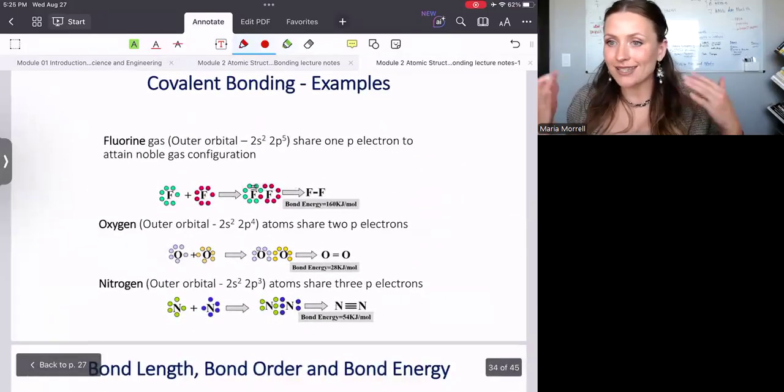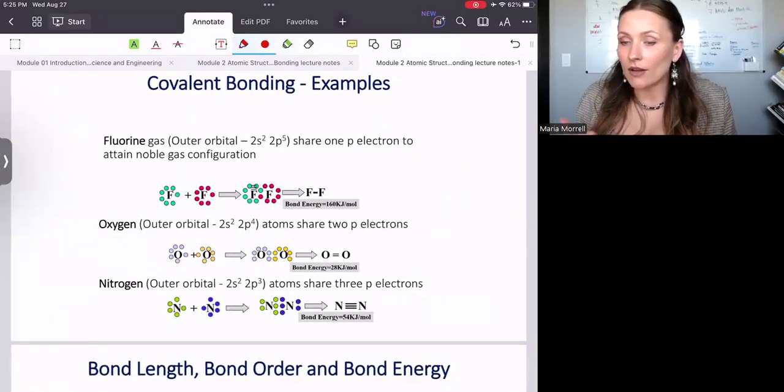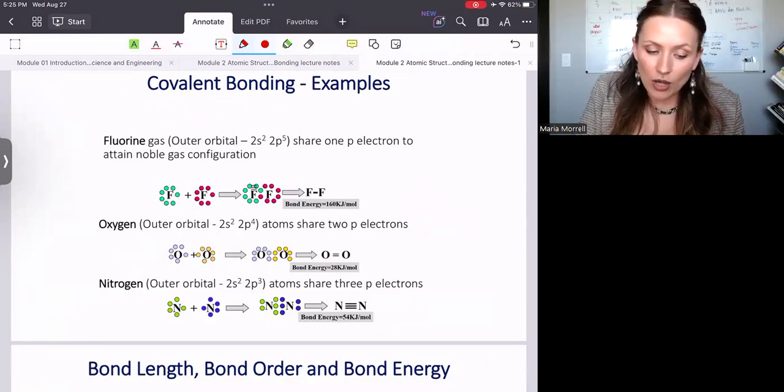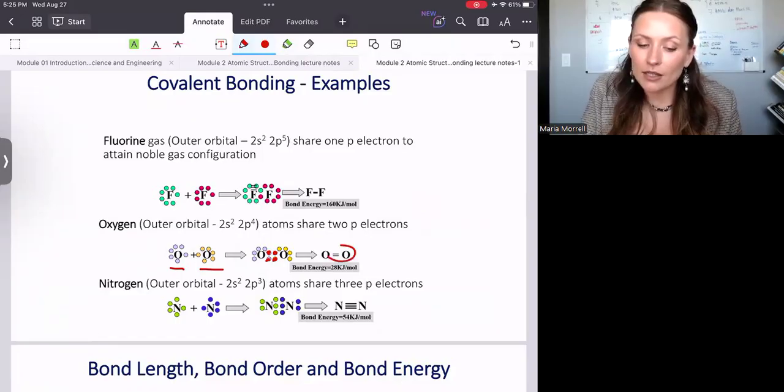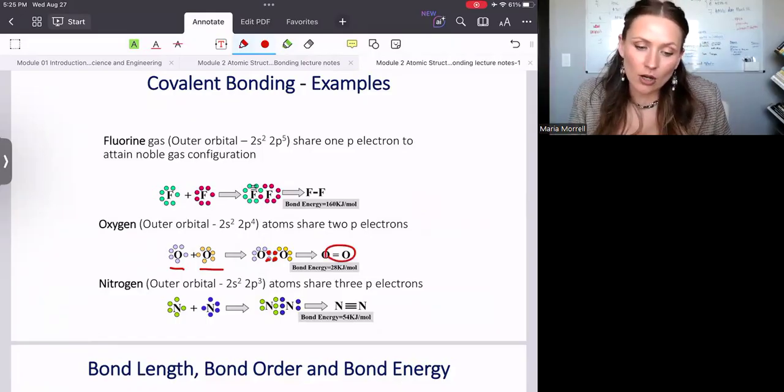It doesn't have to be a single bond. You can actually have a double bond. For example, when you have the oxygen, right? When you have these two oxygens coming together and they end up sharing four of the electrons, meaning that they will have a double bond. Okay.